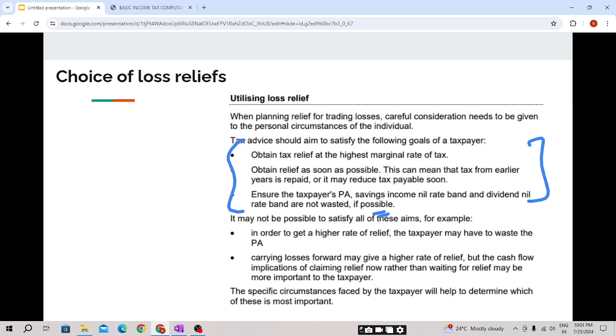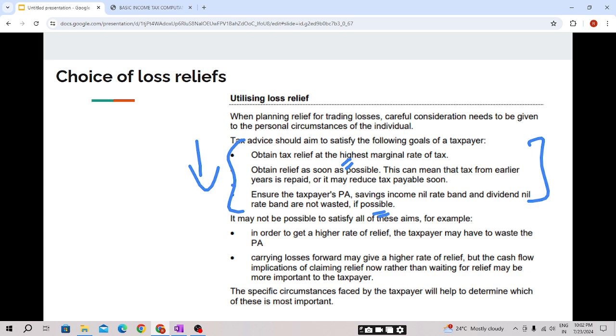But till now we have solved many questions, students. In all the questions it was specified, but in your examination question you need to follow this choice of loss relief option. First, you need to obtain the tax relief at the highest marginal rate of tax. If an individual is paying the highest income tax in the current year compared to the previous year, then you need to set off in the current year rather than the future years.